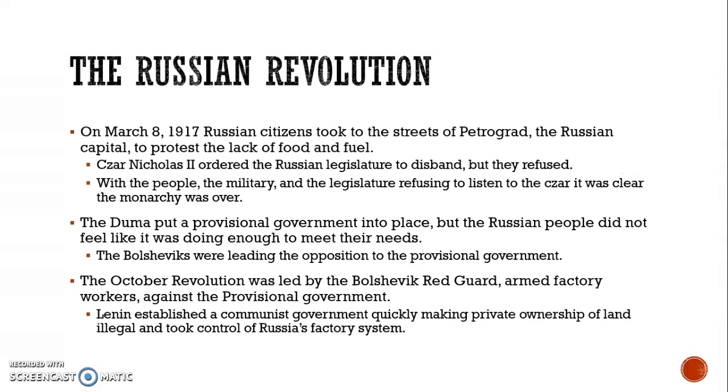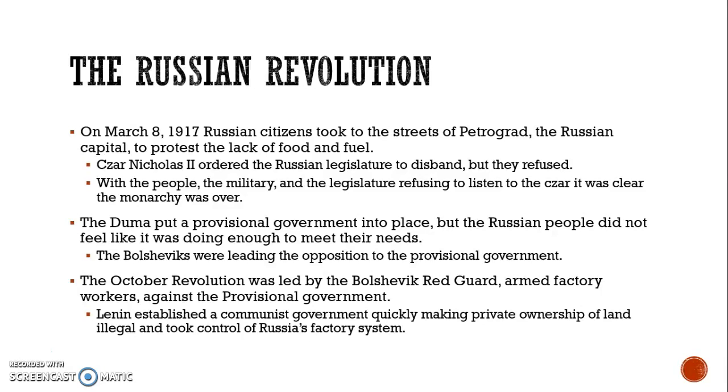On March 8 of 1917, Russian citizens took to the streets of Petrograd, the Russian capital, to protest the lack of food and fuel. Tsar Nicholas II ordered the legislature to disband, but they refused. The people, the military, and the legislature overall refused to listen to the Tsar, and so it was pretty clear his monarchy was over. The Duma, or the Russian legislature, put a provisional government into place, but the Russian people didn't feel like it was doing enough to meet their needs, and they continued to support the Bolsheviks, who were leading an opposition to the provisional government.